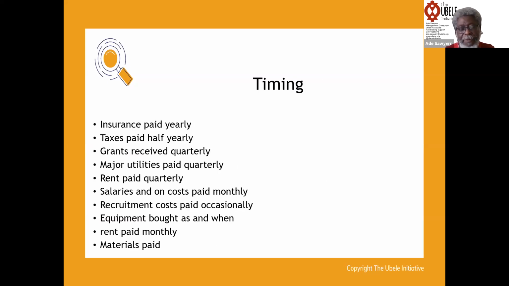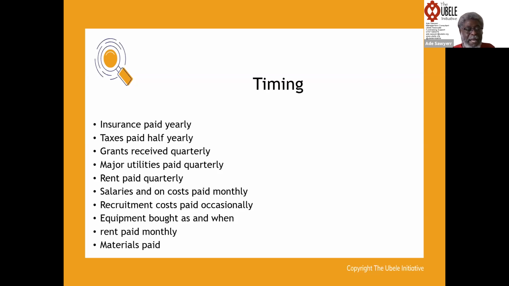Cash flow is about timing. For instance, if you take a typical organization, insurance is normally paid at the start of being insured, so it's yearly in advance. If you pay taxes, the tax is reckoned, but you pay it half yearly. Some people receive their grant on a quarterly basis. For utilities like gas and electricity, sometimes we pay on a quarterly basis. Some pay rent on a monthly basis, some pay it on a quarterly basis.